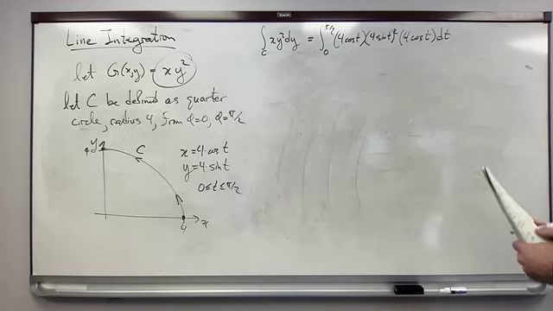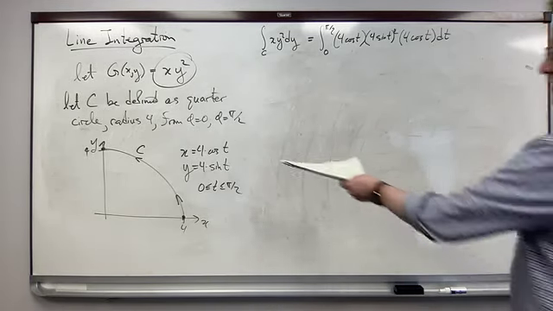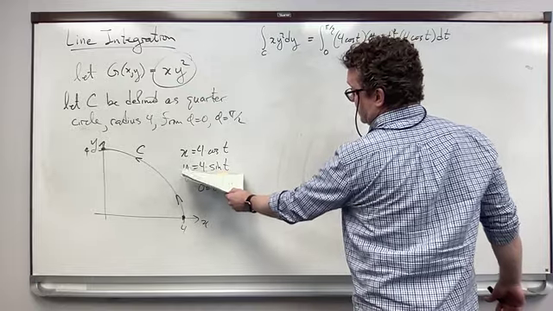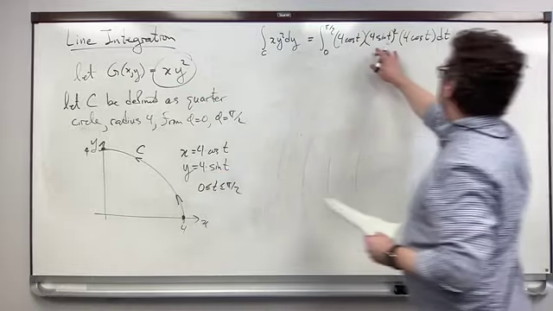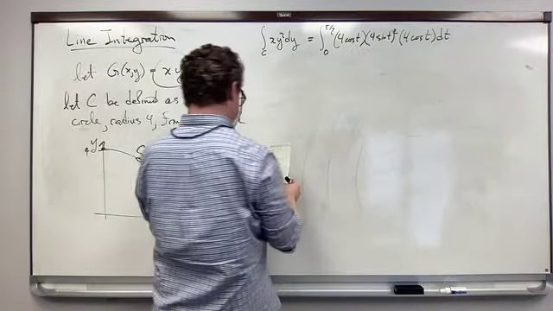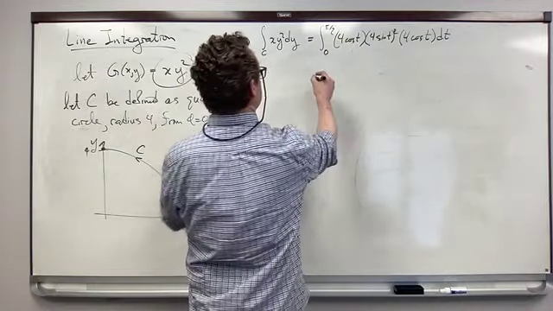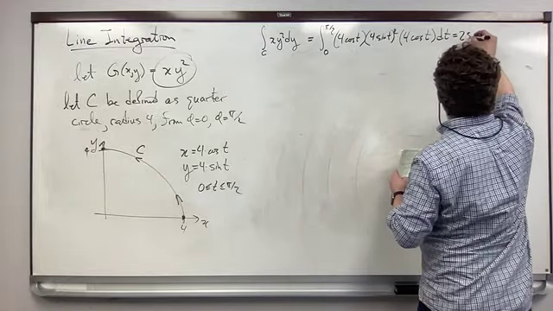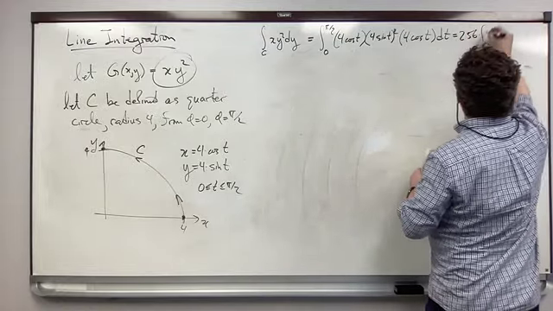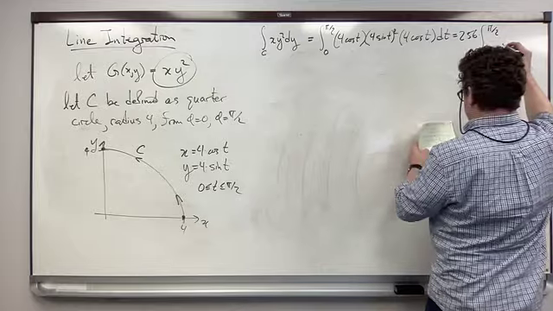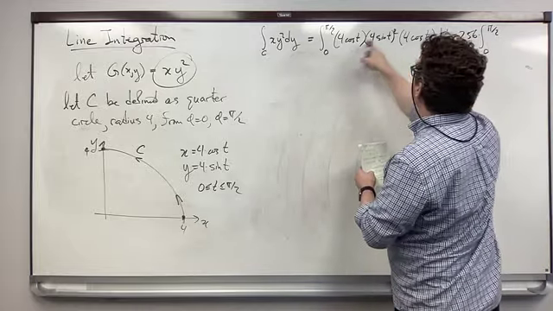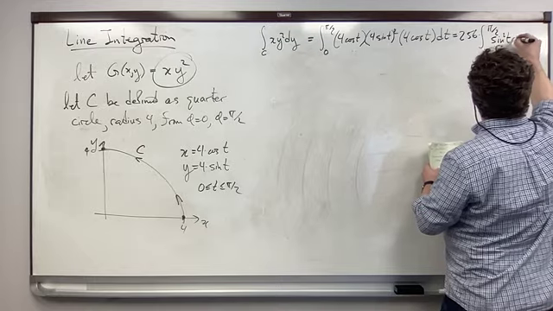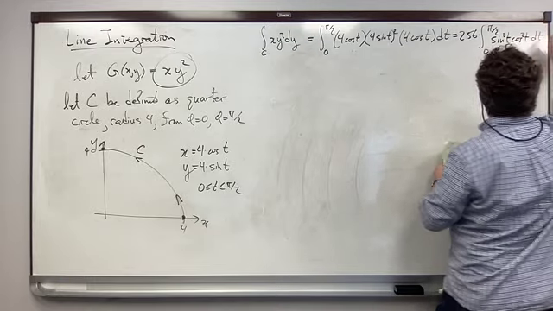Because dy/dt is 4 cos t. So dy is 4 cos t dt. So this is dy, this is y squared, this is x. Okay? So this thing, again, 256 times. So I'm just going to try to get a little compressed here. This is 256 times the integral from 0 to pi over 2 of sine squared t cos squared t dt.